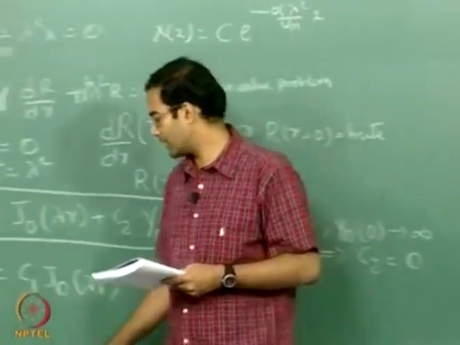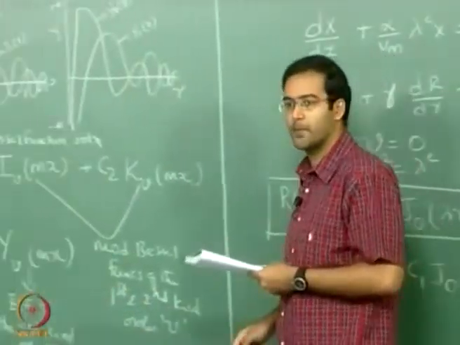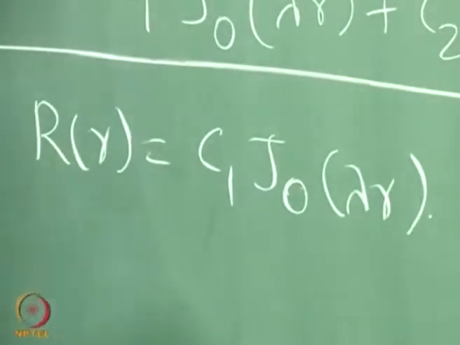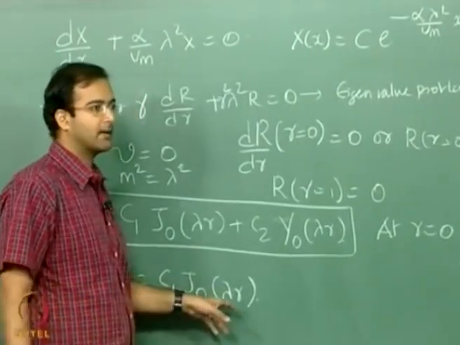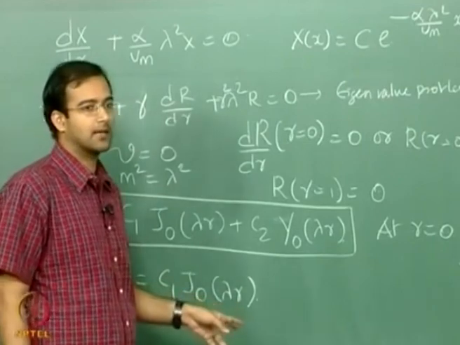Now again I can find out the constant C1 by applying the other boundary condition. So now the thing is, I should also know what is the eigenvalue here, because the eigenvalue is also undetermined.